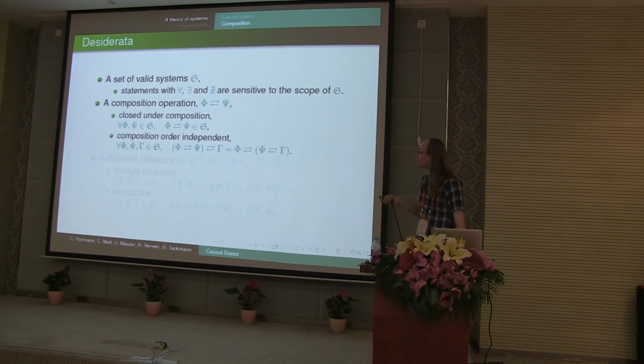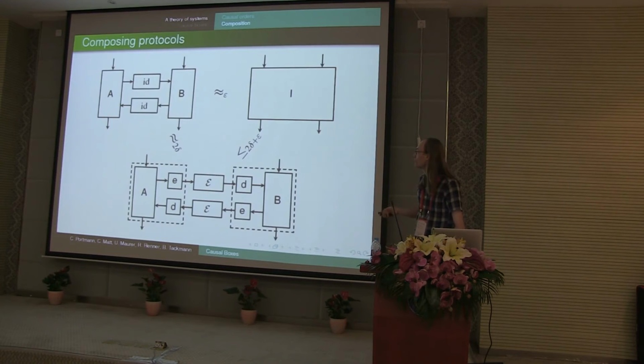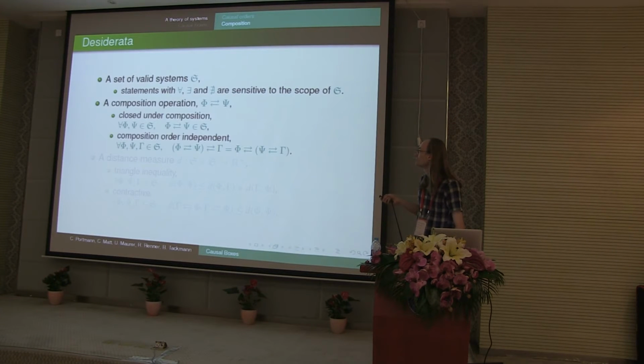And we want some kind of composition operation. I've been using it the whole time here. I've been taking systems, plugging them together, and what you actually need is that if you have two systems and you plug them together, you get a new valid system. And this is actually non-trivial. I'm going to give you an example in the next slide where this doesn't work if you're not careful. Now, we want this composition operation to be closed, meaning that if you take any two elements from our set, you plug them together, you get a new element in the set.